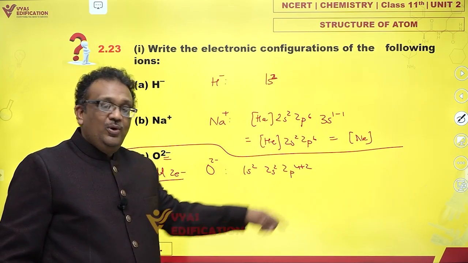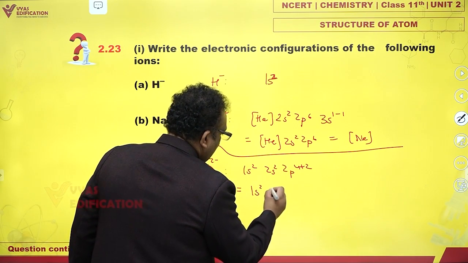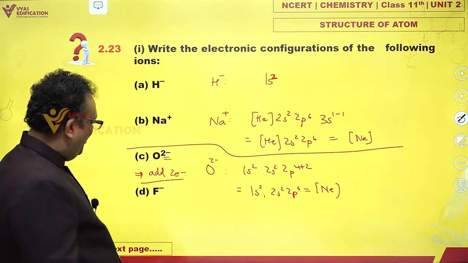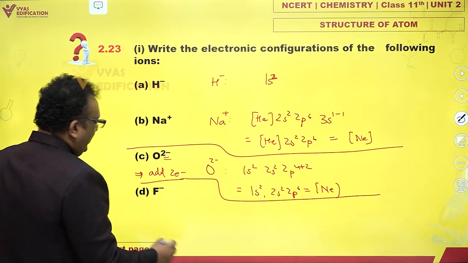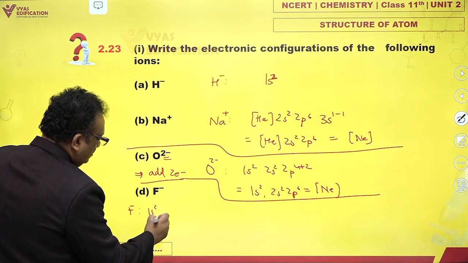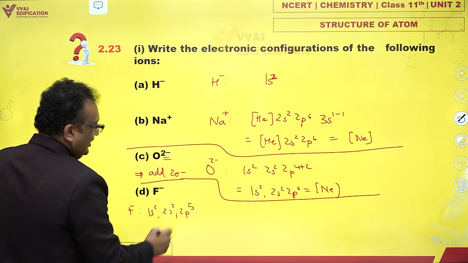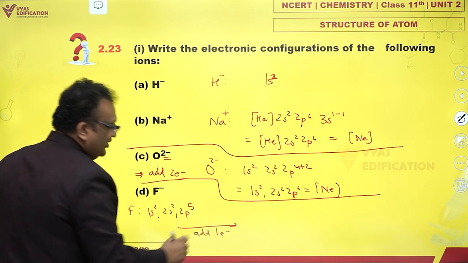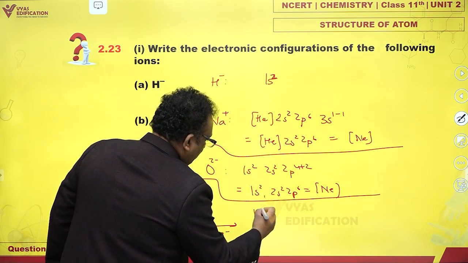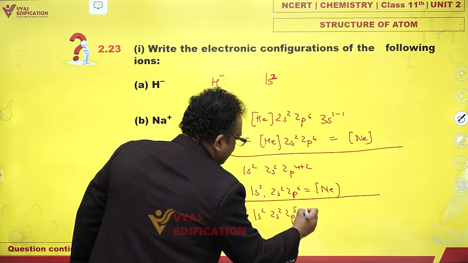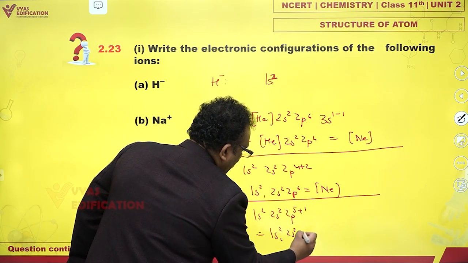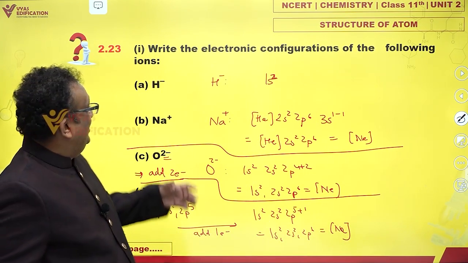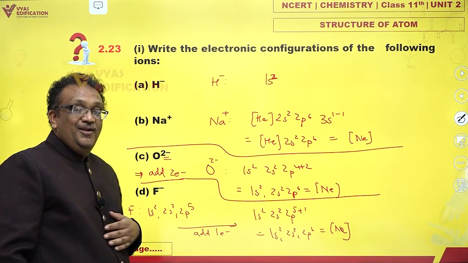Minus 2 charge means you have to add 2 electrons. So now it becomes 1s2, 2s2, 2p6, which again is as good as neon. Lovely. What about fluorine? Fluorine itself is 1s2, 2s2, 2p5. And F minus means add 1 electron, so you have 1s2, 2s2, 2p5 plus 1, which is 1s2, 2s2, 2p6, which is again as good as neon. These are, my dears, the electronic configurations of hydride, oxide and fluoride ions.